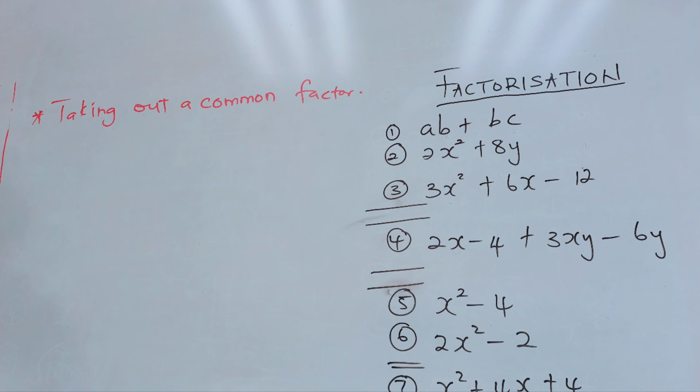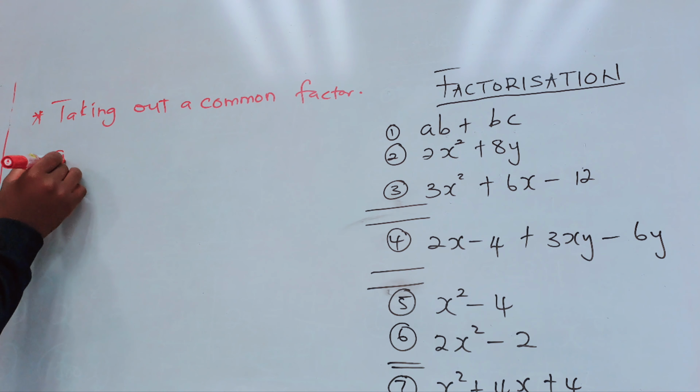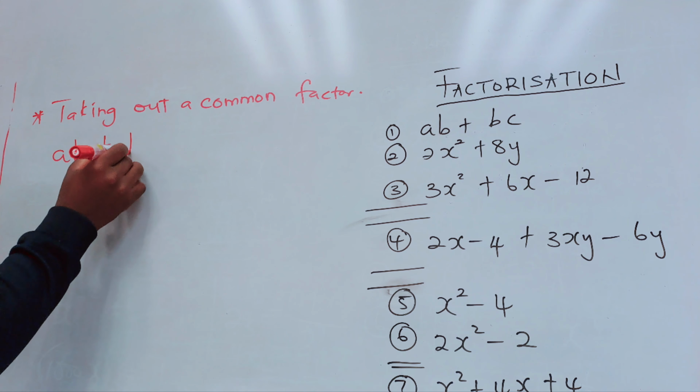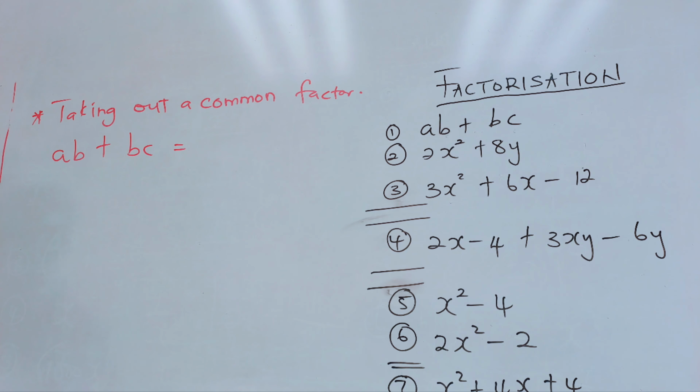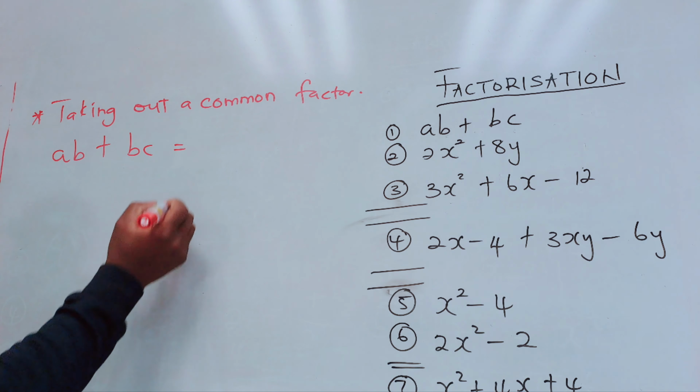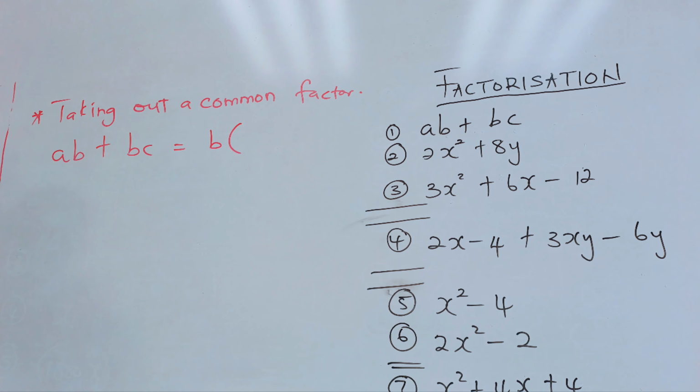So I listed down some questions that we use for practice. First one is AB plus BC. So as you can see in this question, we're saying AB and BC. So B seems to be common in both the terms. So we take it as our common factor, then we take it out like that.